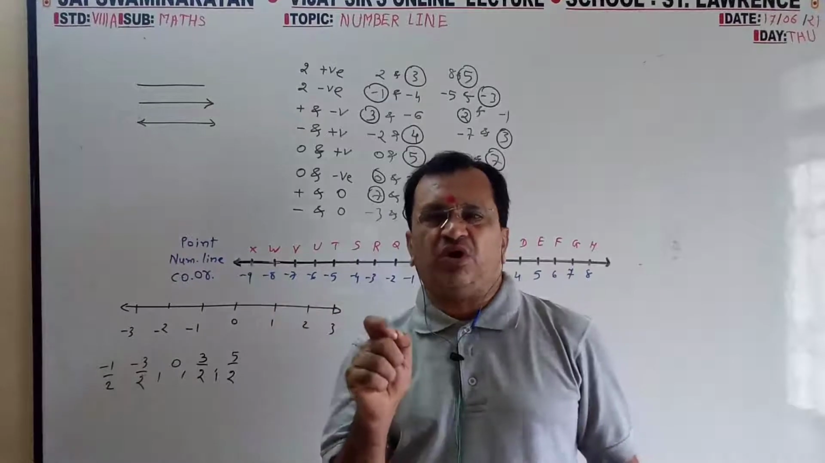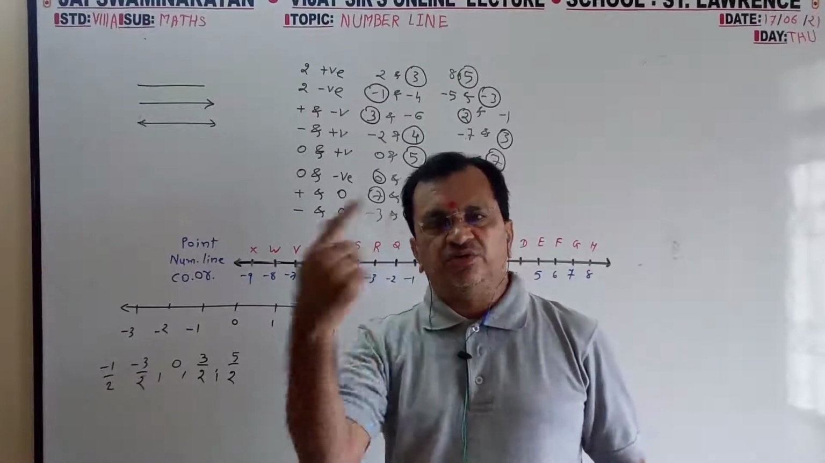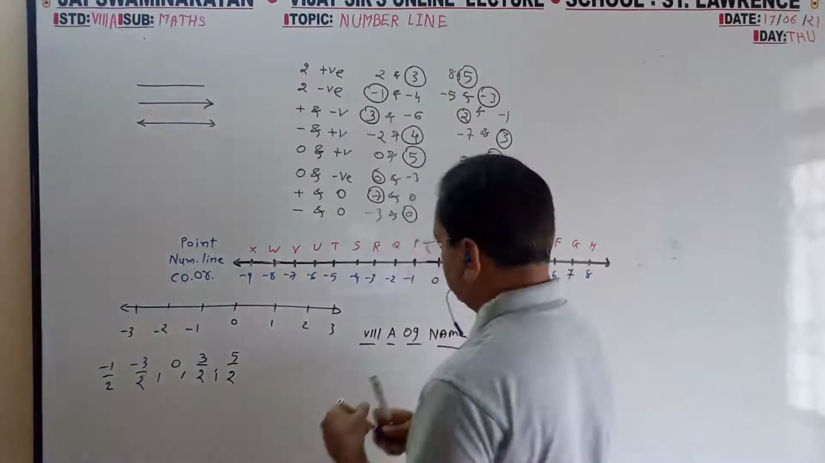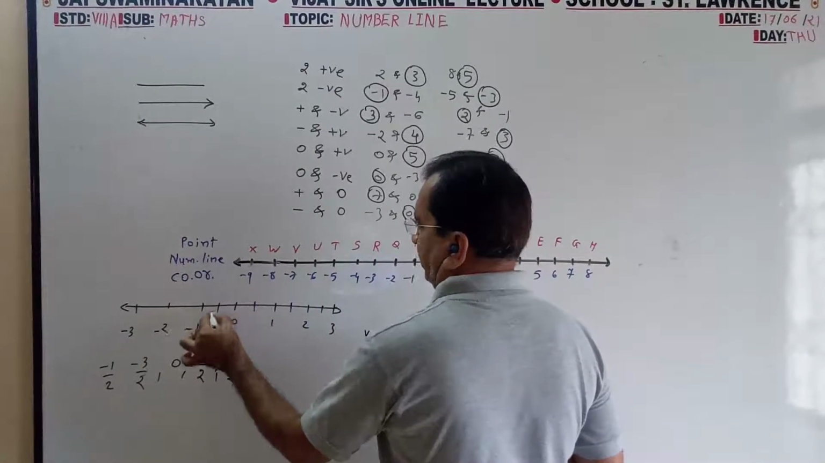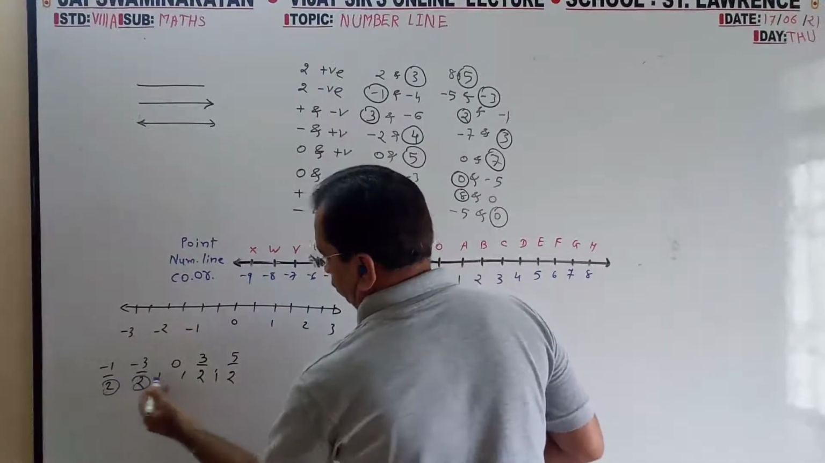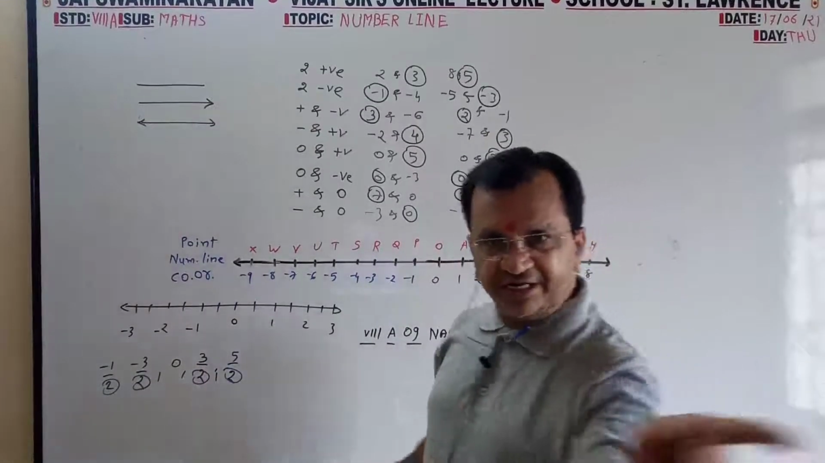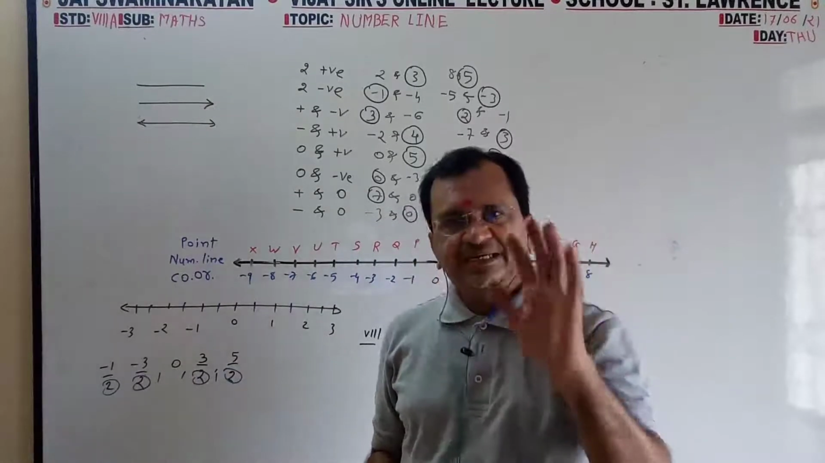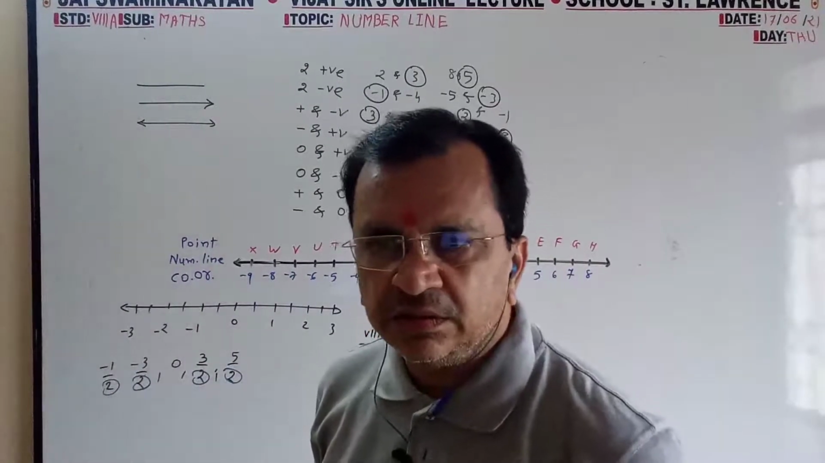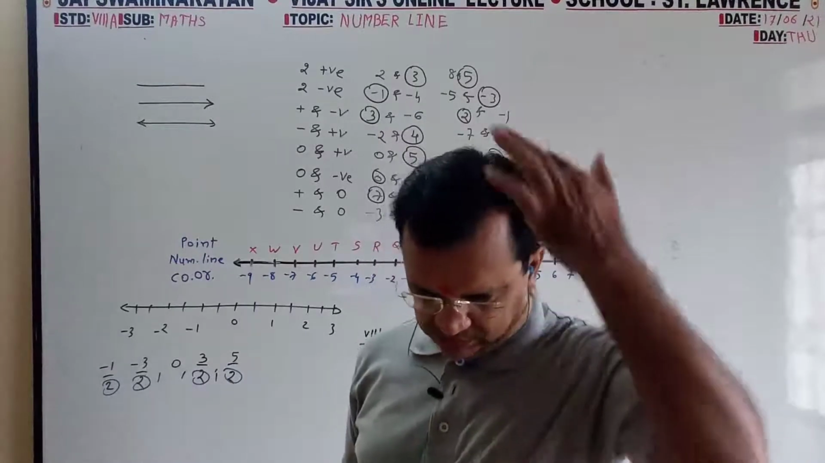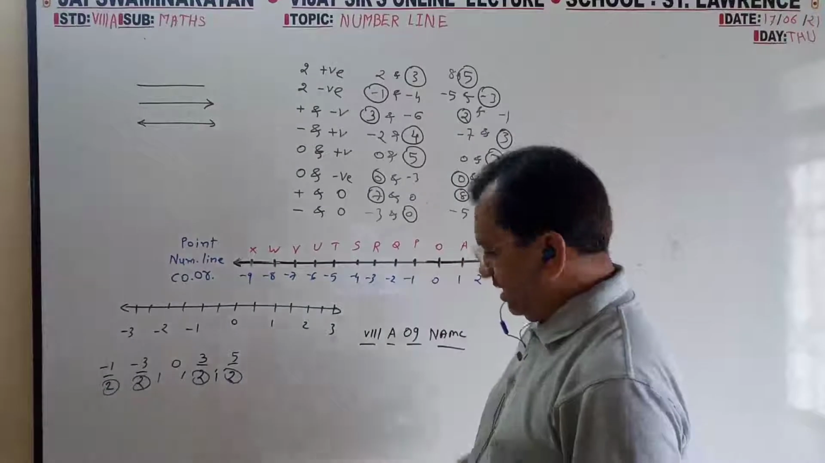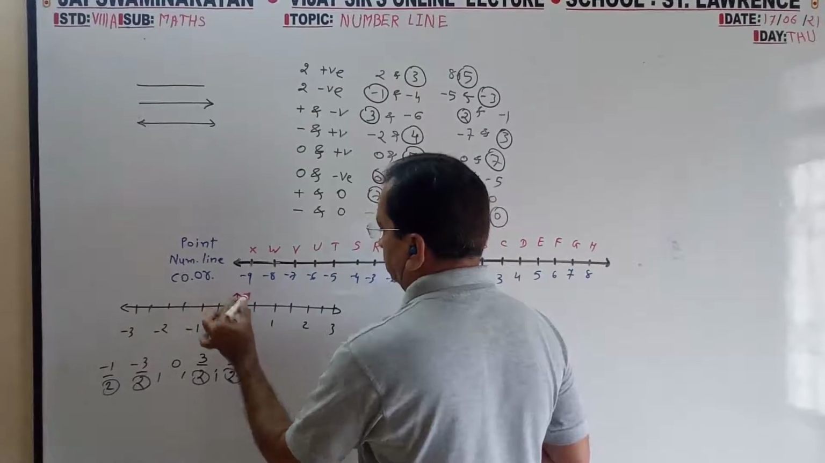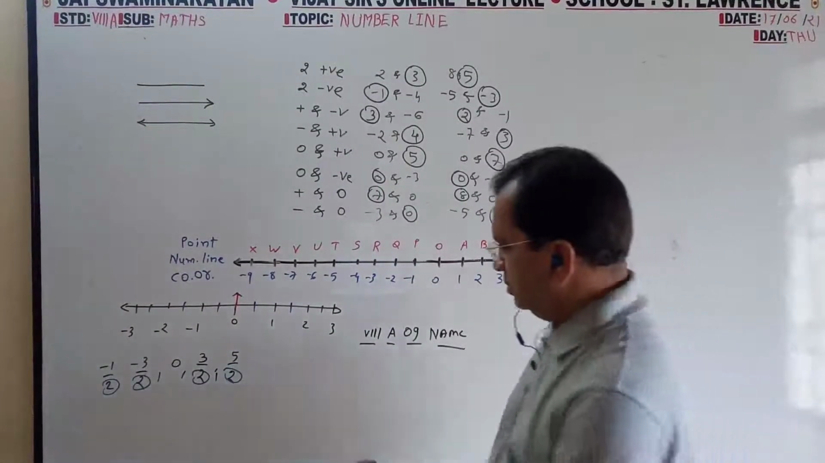2 in the denominator means what? Each part you have to divide into 2 parts. Make it halves, because all are 2, 2, 2, 2, 2. So first read the denominator and make all half parts. Now from 0, count. It is 3.